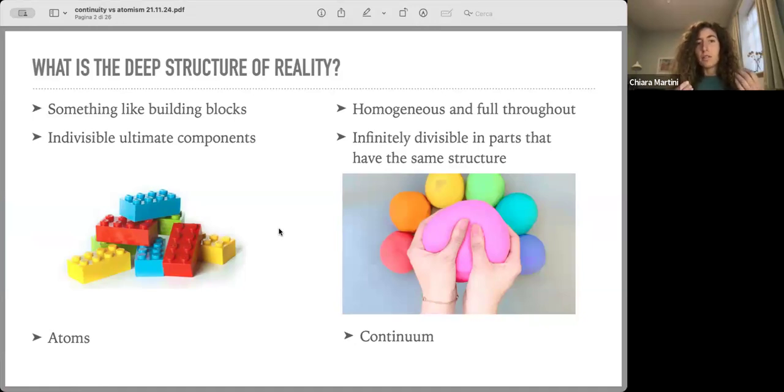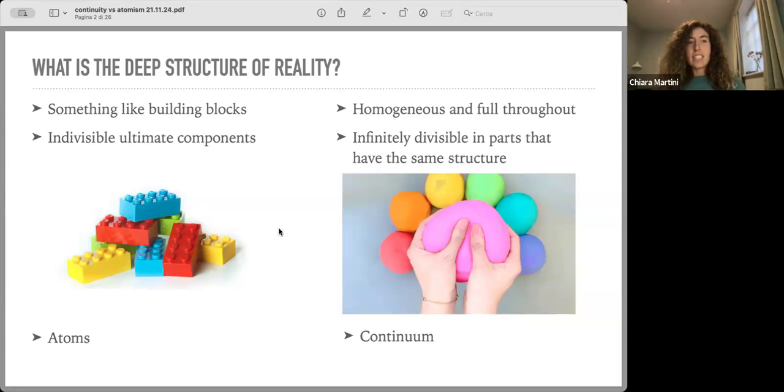reality? Is matter composed of something like some indivisible ultimate components that look a bit like Lego blocks, or is it something more like Play-Doh, something that is homogeneous and full, and that you can keep dividing and dividing and dividing, and you'll always find something that is structurally exactly identical to the thing that you started from? So is reality composed of atoms, or is it a continuum, a homogeneous bulk of stuff?